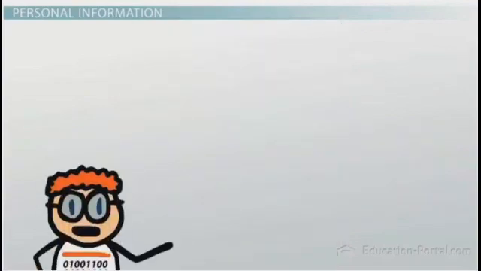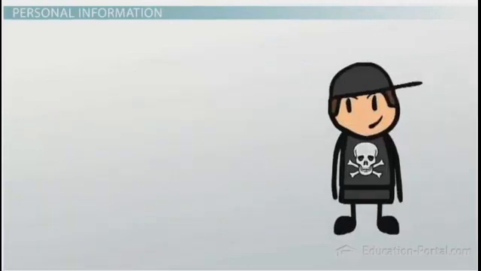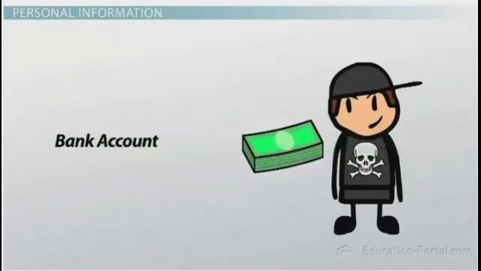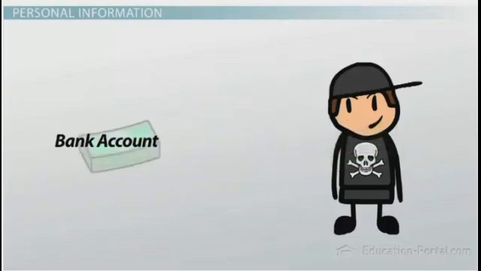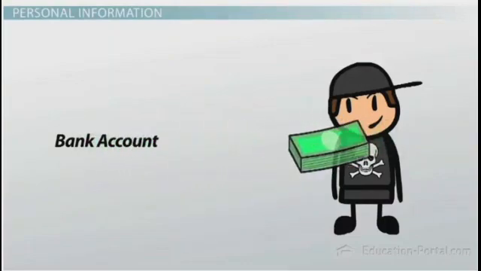One of the fastest growing crimes has been identity theft. Identity theft is the stealing of another person's social security number, credit card number, or other personal information for the purpose of borrowing money, making purchases, and running up debts. In some cases, thieves even withdraw cash directly from the victim's bank account. Since many private organizations and governments keep information about individuals in accessible databases, there is an endless opportunity for thieves to retrieve it and misuse the information.